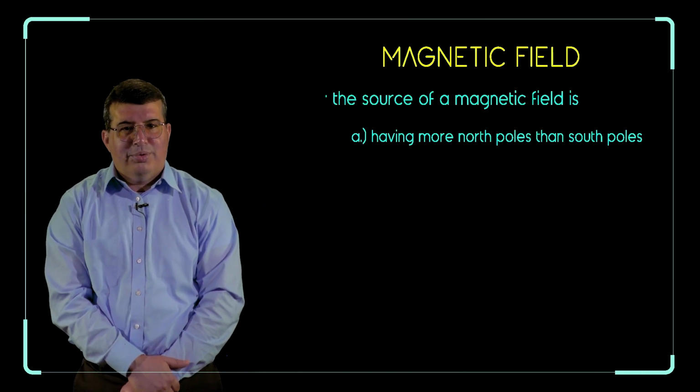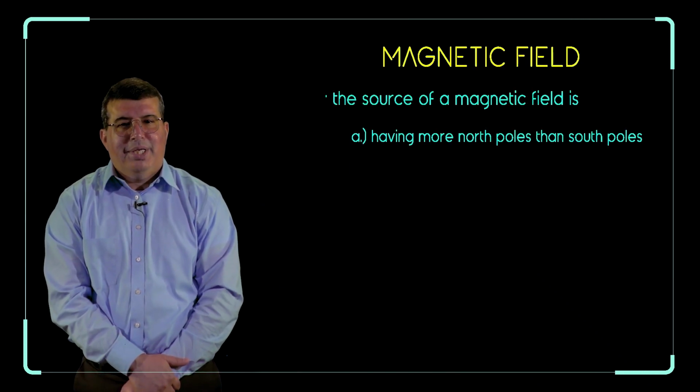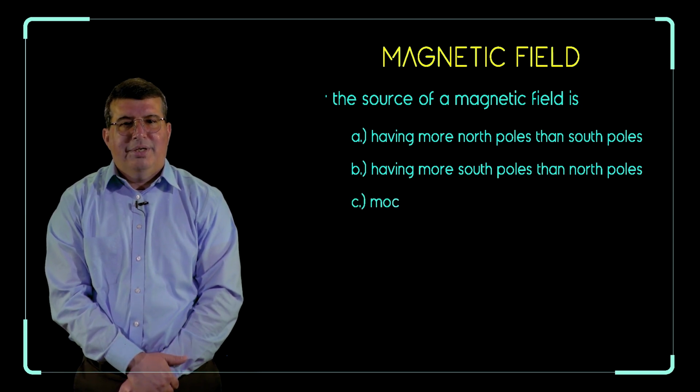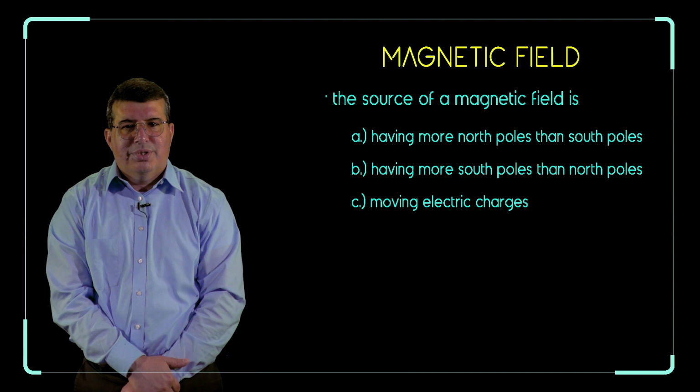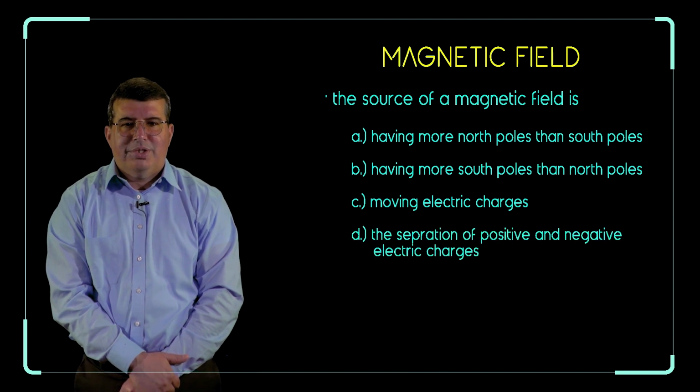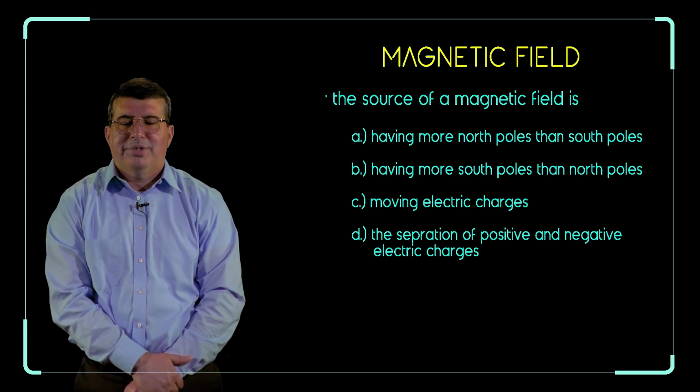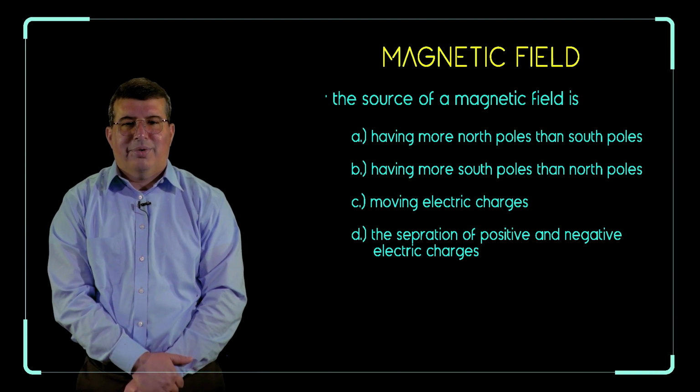The source of a magnetic field is A, having more north poles than south poles, B, having more south poles than north poles, C, moving electric charges, or D, the separation of positive and negative electric charges. Once again, think about this, pause, give yourself some time to consider, and when you have an answer, hit play, and I will tell you the correct answer.